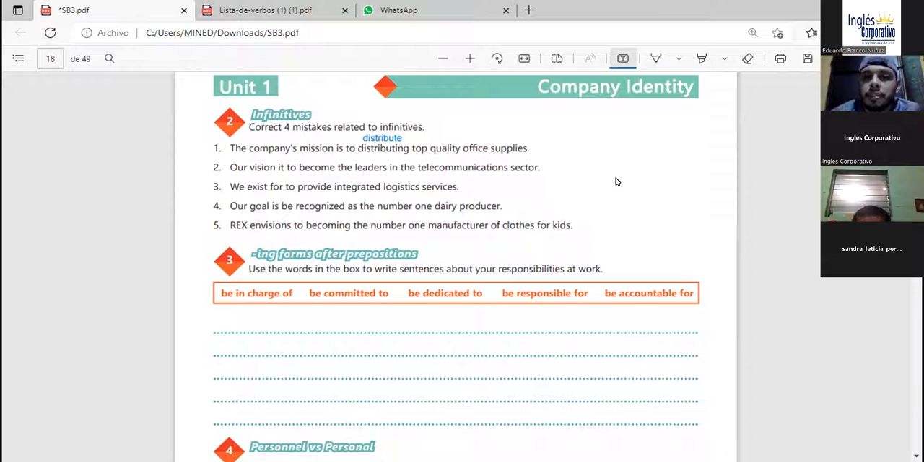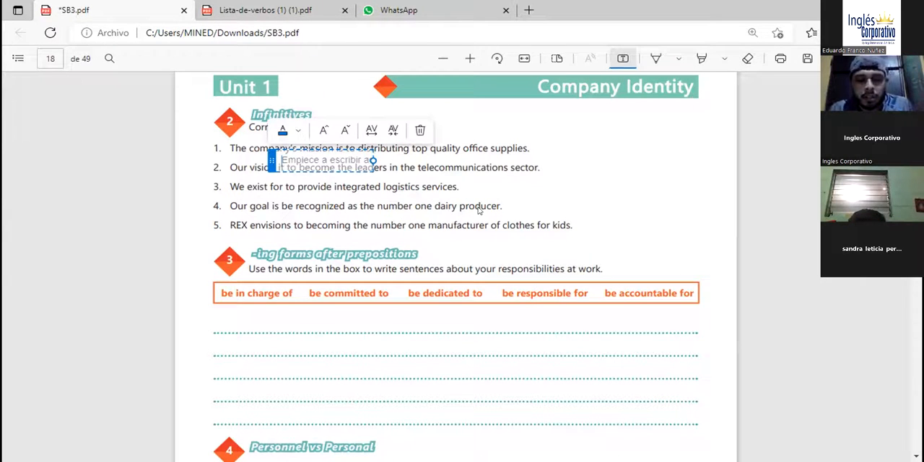Entonces en vez de la E lleva... Distribuir. Distribution. Distribución sería, si es así, la misión de la compañía es distribuir. Sí, sería tú distribuir. Sí, tiene razón, Bernardo. Es el verbo distribuir, entonces sería tú distribuir. Así es, esa es. La segunda es our vision is, y ahí le he puesto it. Ah, sí, es is. Is to become leaders.